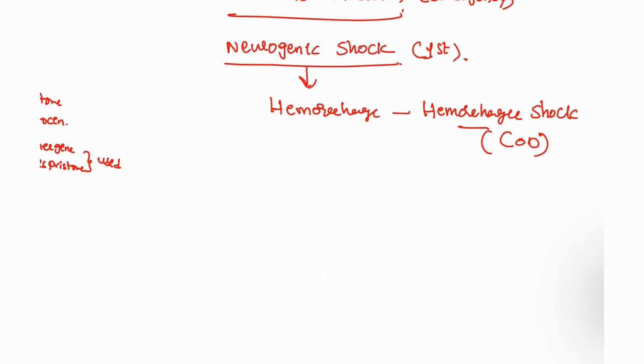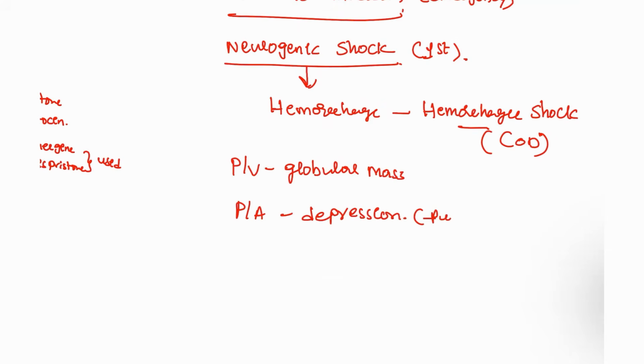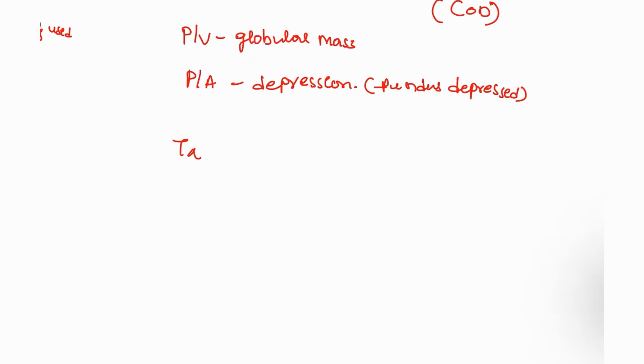Upon per vaginal examination, you are going to see a globular mass. And per abdomen, you are going to see a depression, because the fundus is already out. The fundus is depressed, meaning it has completely come out. This is the first thing. Then what is the treatment protocol? First, immediately resuscitate and stop the oxytocin, because it can increase the tone, right? So you have to stop the oxytocin.